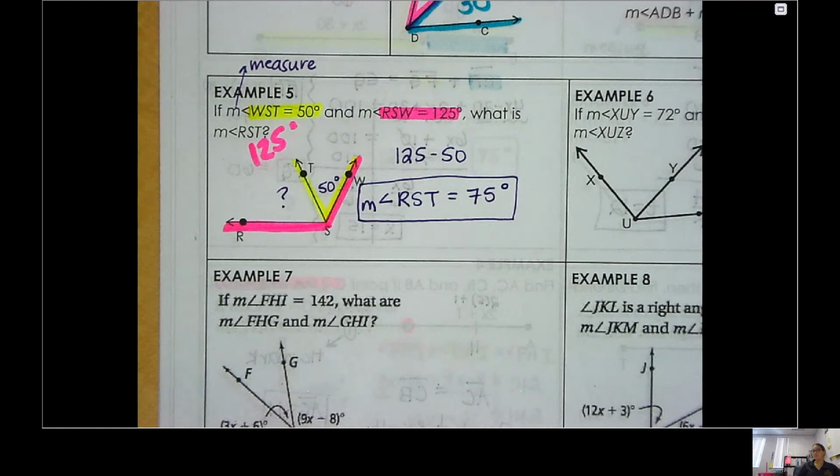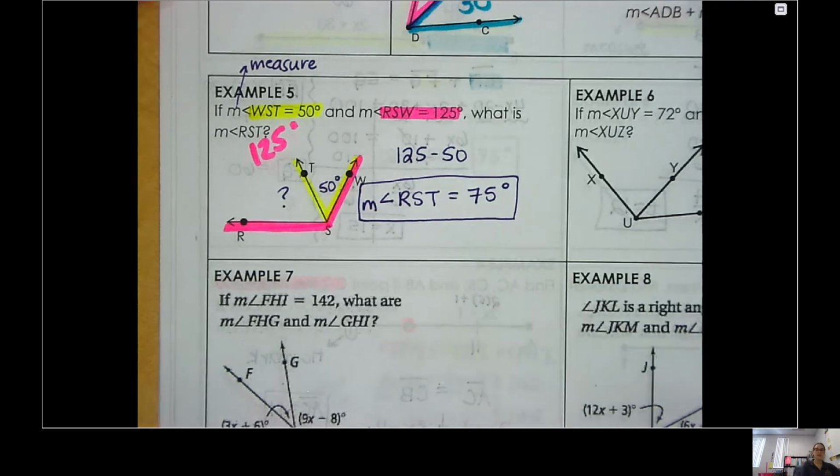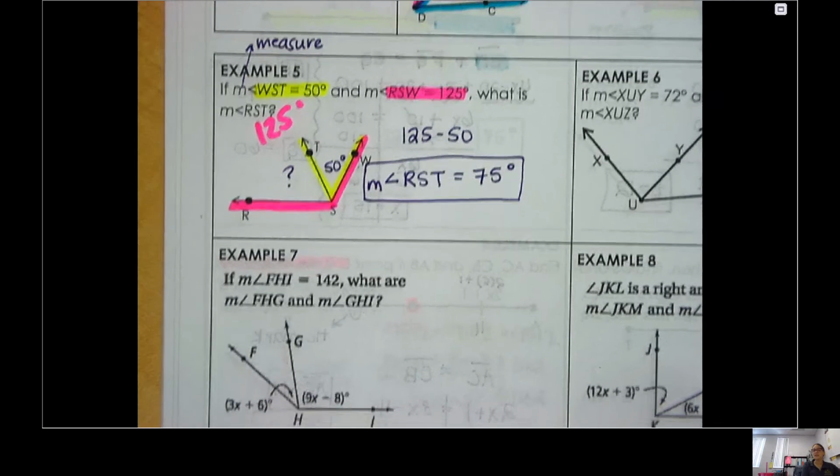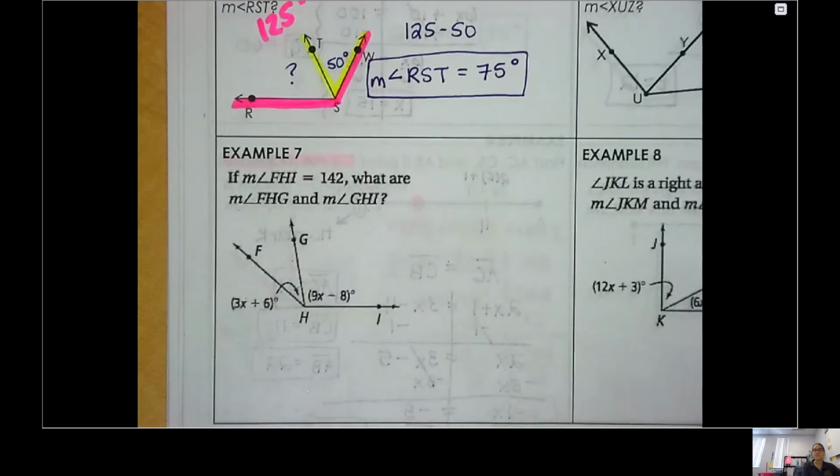Yeah, same thing. However you think about it is good. All right, one more. We ready? That was easy, right? Piece plus the piece equals the whole thing. That's it. Let's go to number 7.